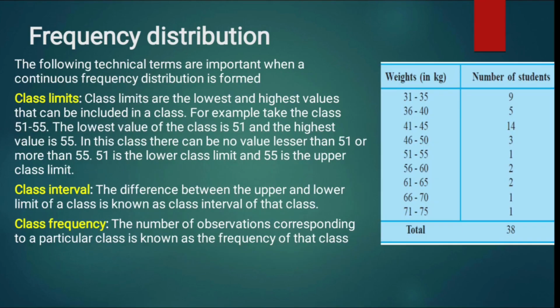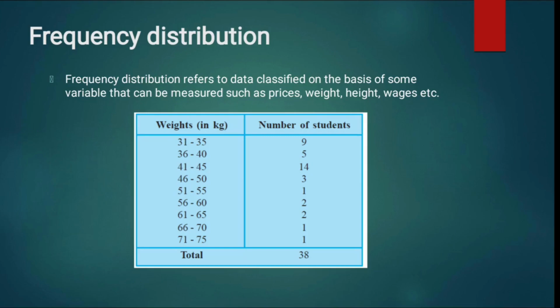Fine. So yes, there is one important concept which you should keep in mind. Here you can see that the number of students are 9, 5, 14, 3, 1, 2, 2, 1, 1. Somewhere the number is increasing and somewhere the number is decreasing. If you find the number of students in continuously increasing order, then it will be a cumulative frequency distribution. It will not be a normal frequency distribution.